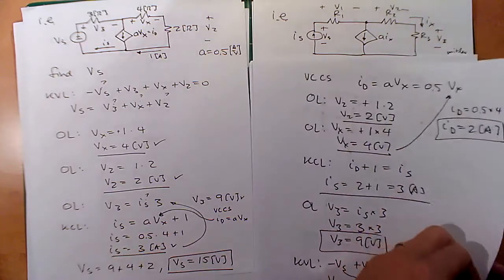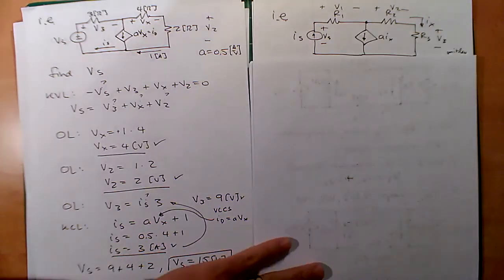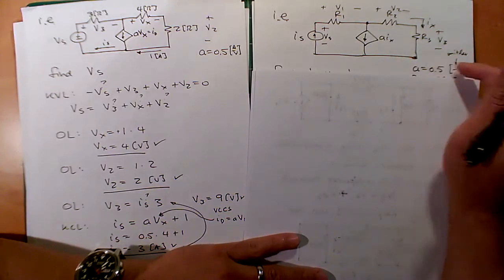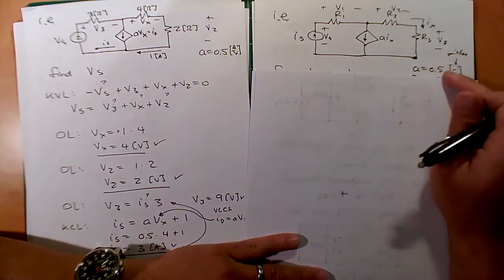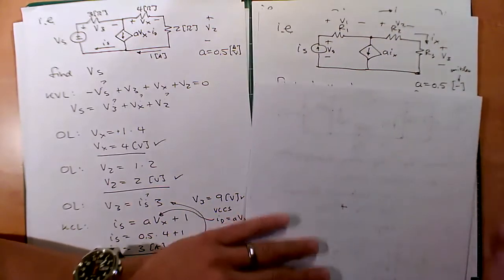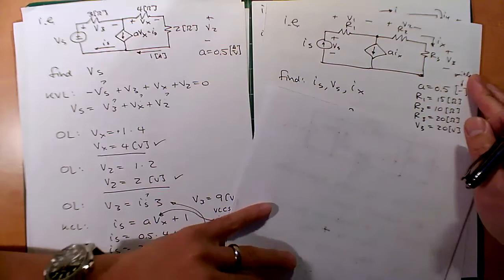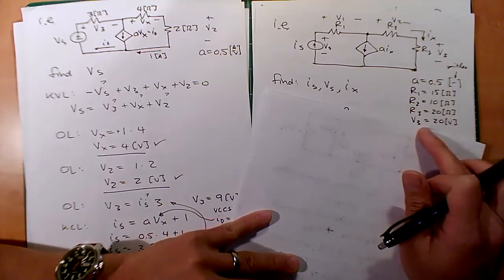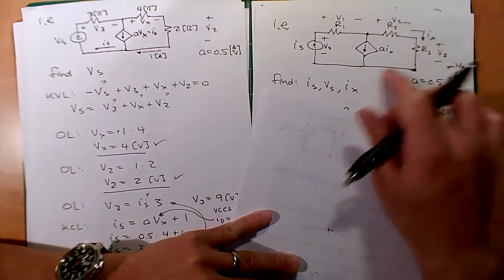So let's crunch through. Put this on the side. And they tell us that A is 0.5 and it's unitless. Does that make sense as unitless? Because you're going from amps to amps? Yeah, we're okay with that. And they gave us a bunch of values here. So they told us what V3 is this time. Instead of the I, they told us V3.